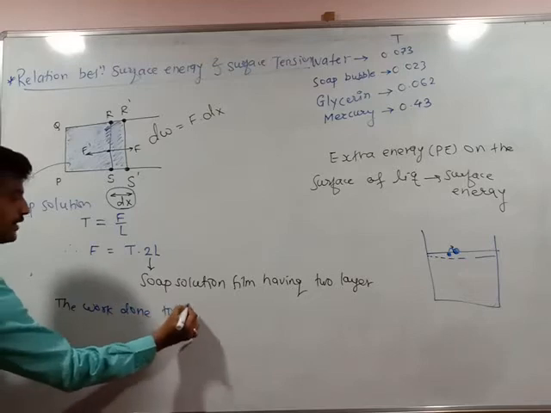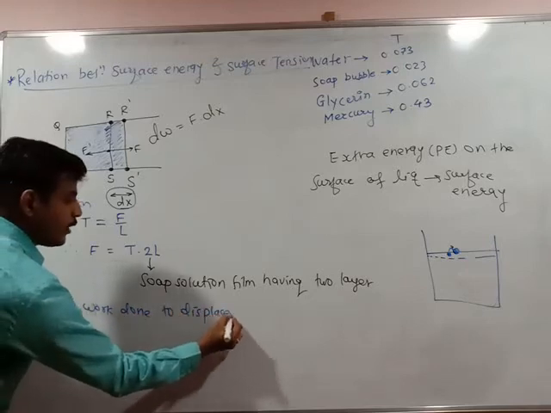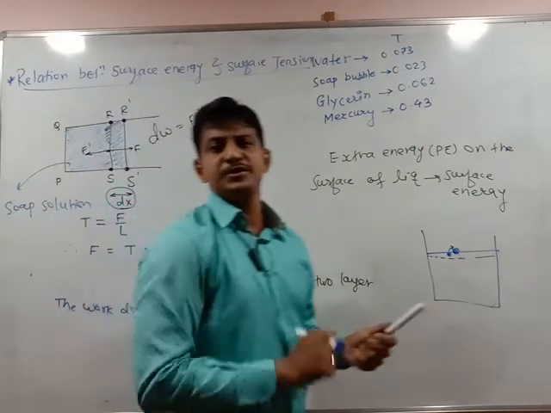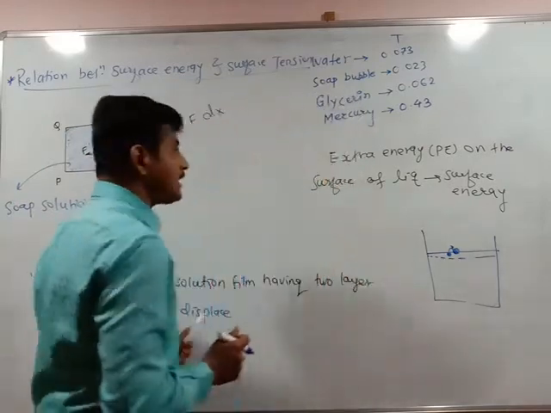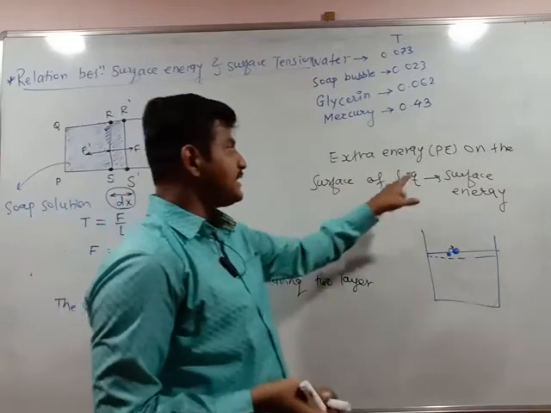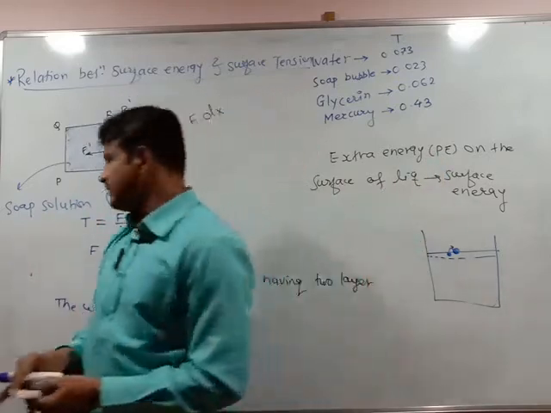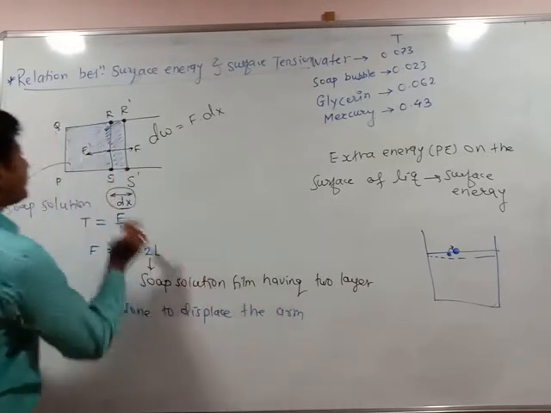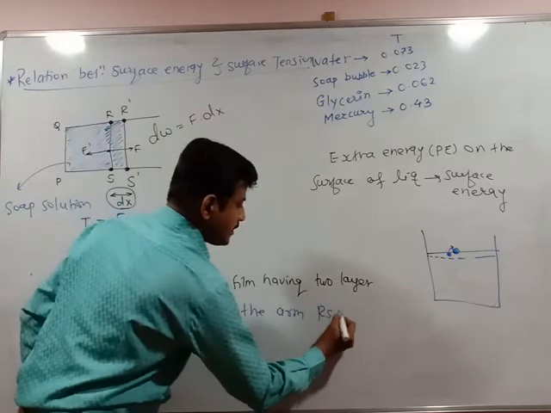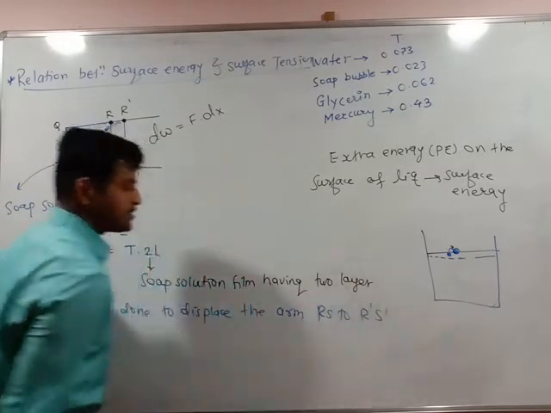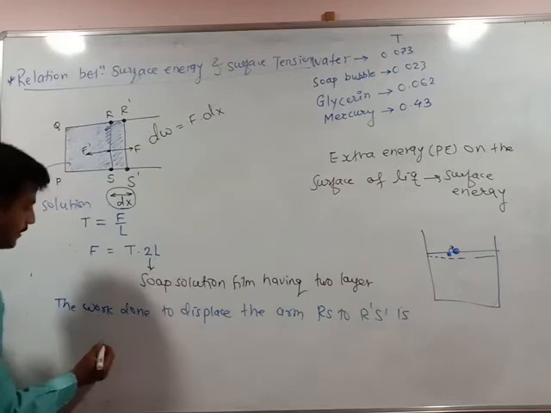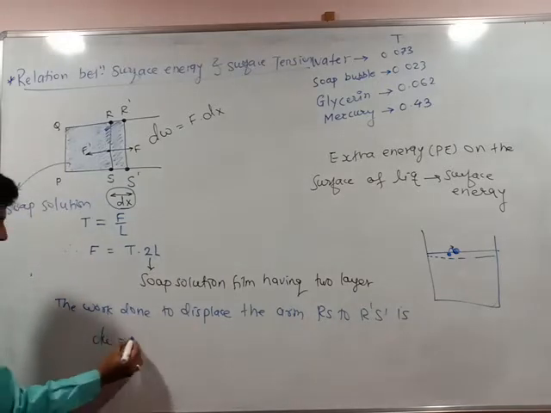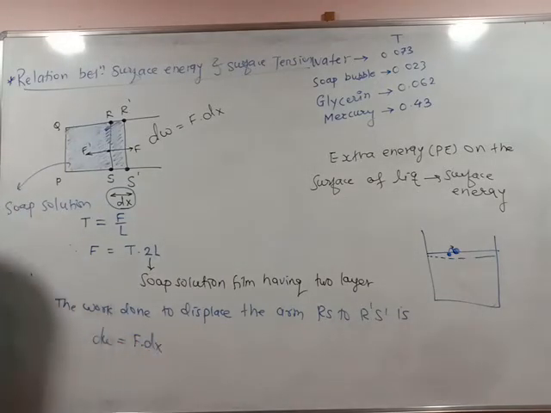The work done to displace: while we are displacing, we are increasing potential energy, which means the surface energy is also increasing. The work done to displace the arm RS to R dash S dash is dW, that small work done, which is force into displacement. F is the force applied through some distance dx, so dW is equal to F dx.